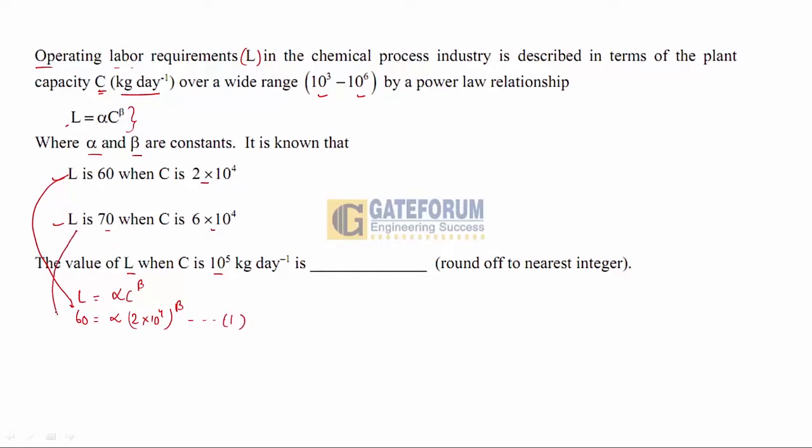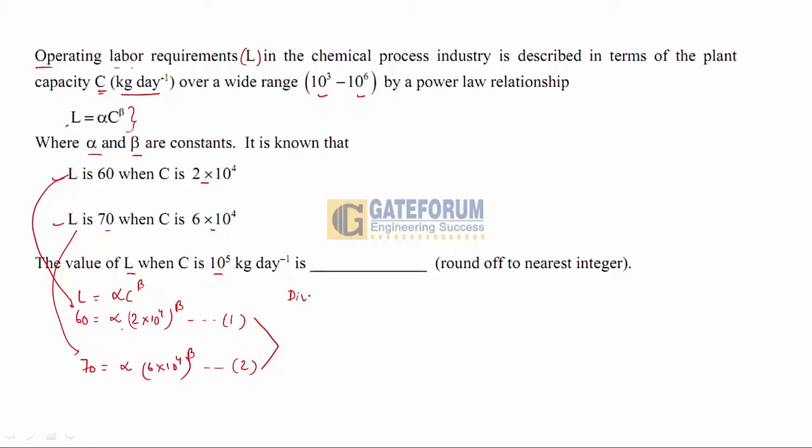Again, let us use this relation. L is how much? 70. Again, alpha, how much is C? 6 into 10 to the power 4, to the power beta. This is our equation 2. So from these two equations, we have two variables here, alpha and beta. Two variables, two equations, this can be solved. So we'll solve these two equations to get the value of alpha and beta.